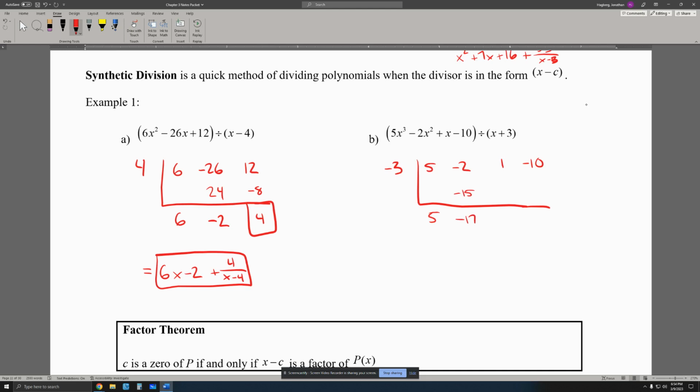Multiplying that by negative 3, we get positive 51. And then adding that to 1, we get 52. And then multiplying by negative 3, we get negative 156. So then our remainder is negative 166. Okay, so this is equal to 5x squared, this is the quadratic term, and then minus 17x, that's our linear term, and then plus 52, and then minus our remainder, 166 over x plus 3.